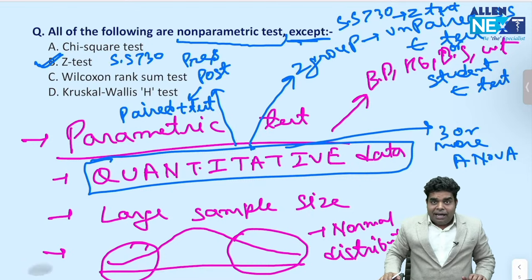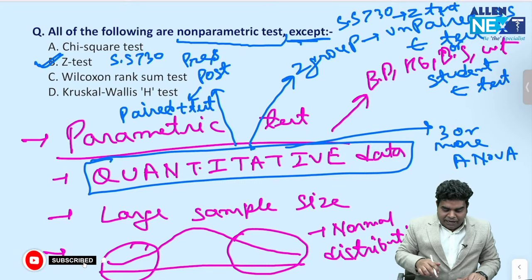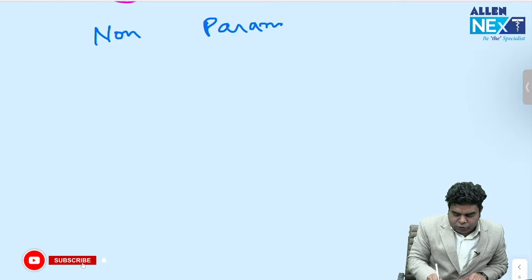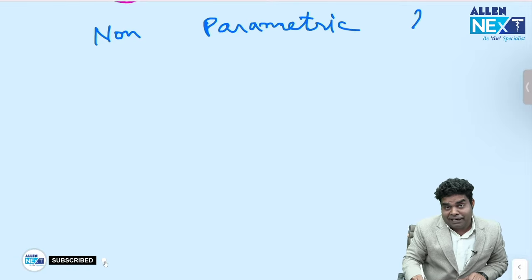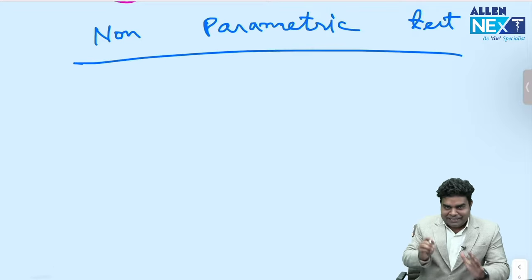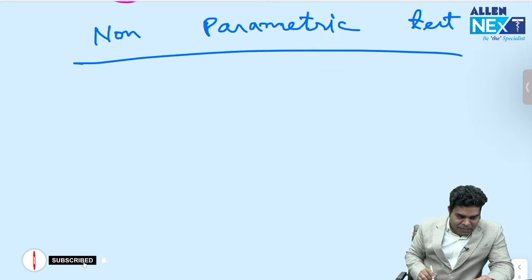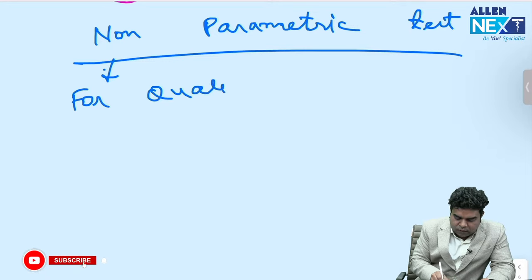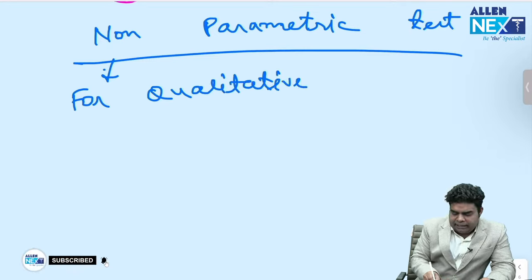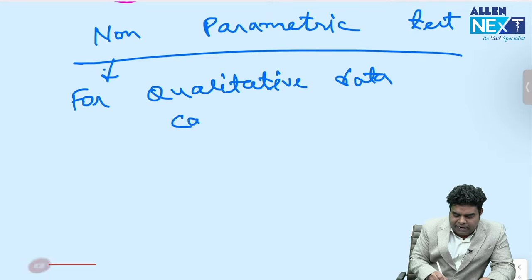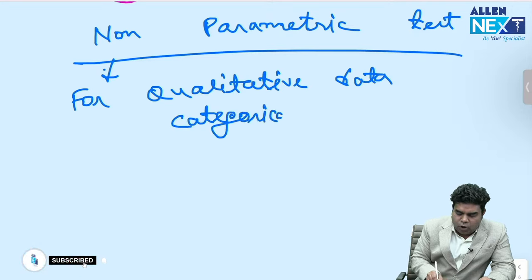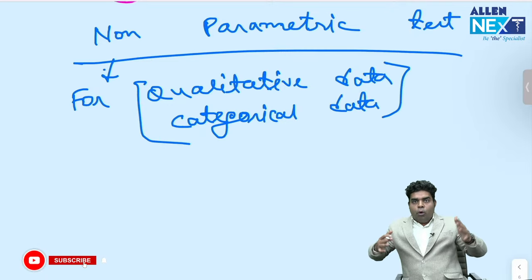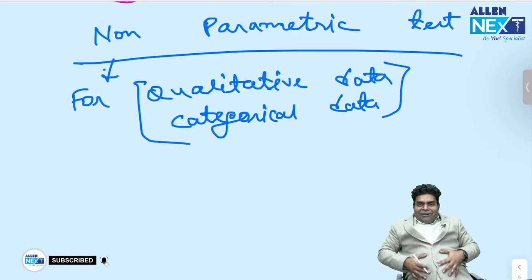Now, let's come and discuss the other type of test, which is non-parametric test. I will give you a lot of questions on this topic, which have been asked in NEET only. So just have this topic in your mind. Non-parametric is for qualitative data. What is qualitative? Qualitative means which can only be classified in category. Categorical is qualitative. For example, if I ask about my obesity, is it quantity or quality?